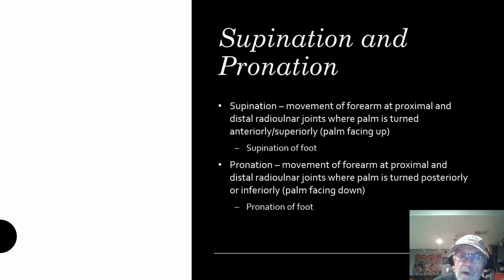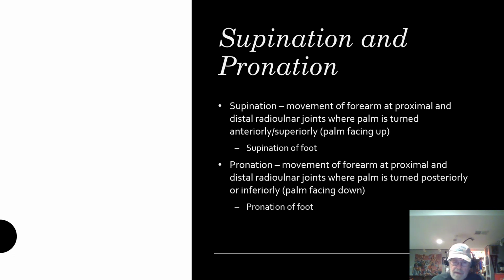Okay, supination and pronation. Supination is basically where the forearm, or something that's anterior, is turned facing upwards. If I take my forearm and put my hands out with my palms facing upwards, my hand is supinated. The palm is facing upwards. In supination, something that's anterior on the body in anatomical position is facing upwards. Pronation is just the opposite.